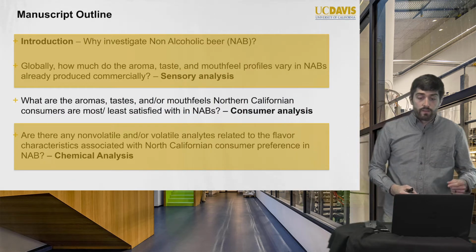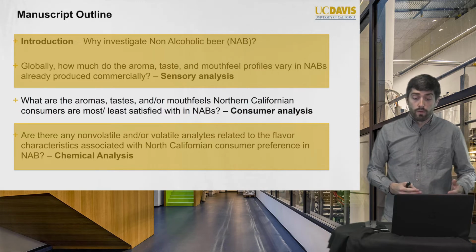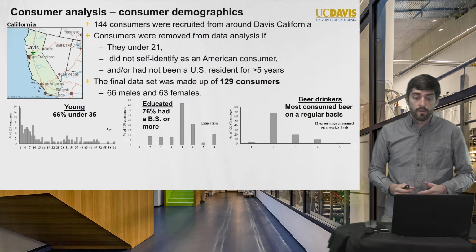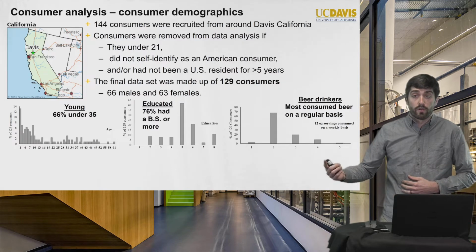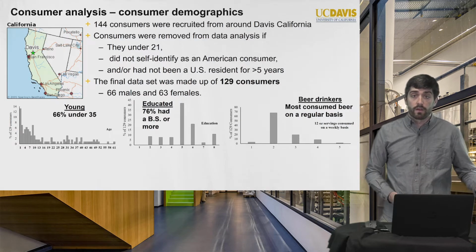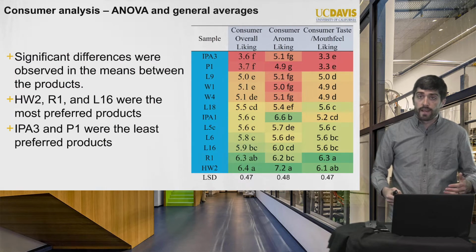So that leads us into our second question: what were the flavors Northern California consumers were most or least satisfied with in non-alcoholic beer? And to do this, we recruited 129 consumers, split almost in half by gender. And you can see from the results of our demographic survey here that they were young, educated beer drinkers. So let's dive into the data again.